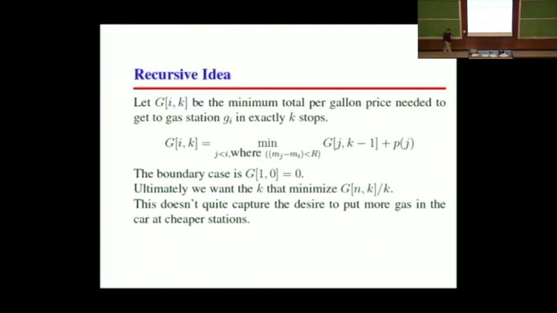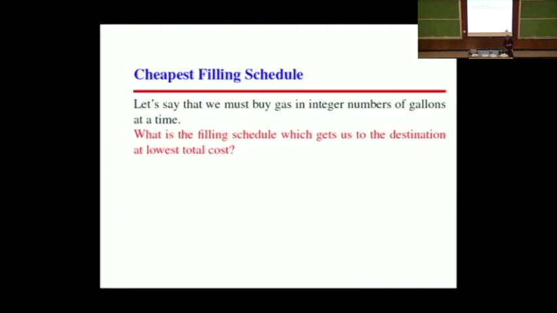Let me give you one more here, because this isn't quite the right argument for pricing gas either. Because it didn't tell me, maybe it's okay for me to stop at that expensive gas station if I don't put too much gas in there, right? What if I want to minimize the total amount that I pay for gas getting to a certain place? Okay? Let's say that I have to buy my gas in quantities of a gallon. So I'm not going to be able to buy a half gallon. I have to buy a gallon at a time. Okay? What's the cheapest way to fill up the gas tank?